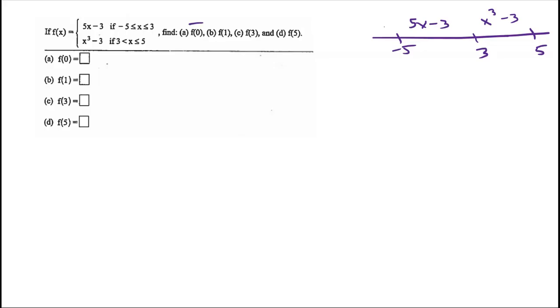So the first thing we're looking at is f of 0. 0 is somewhere between -5 and 3, somewhere right there. So in this case, I use this formula. For f of 0, that's going to be 5x minus 3, which is 5 times 0, minus 3, which is 5 minus 3, which is 2. So there's our answer for that one.